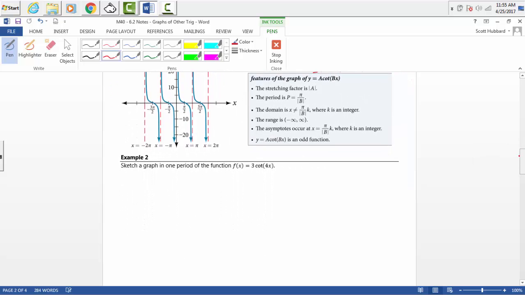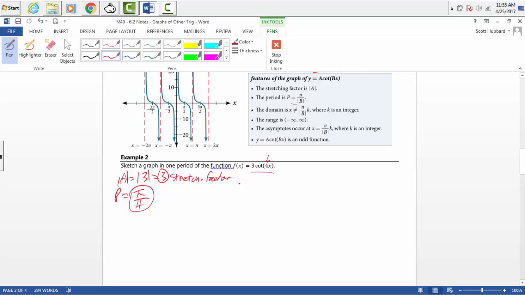Okay. So let's graph one period of the function here. Again, the stretching factor, absolute value of a, is the absolute value of 3, so it's 3. So that's the stretching factor. The period is going to be pi. So cotangents also have a period of pi. This period is going to be pi divided by b, the coefficient of x, pi over 4. So that's the period. It's shrunk.